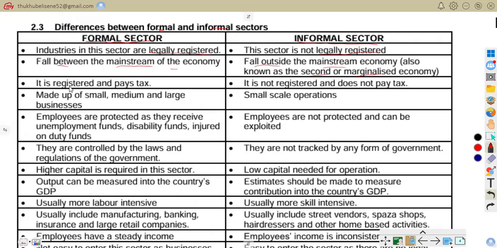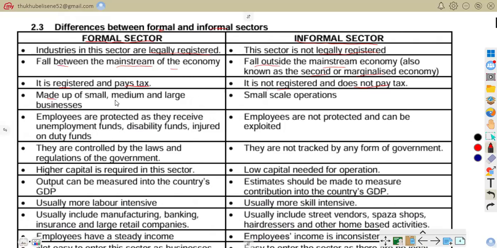The formal sector is registered and pays tax. What about informal? It is not registered and does not pay tax. So here we're talking about company tax versus no tax.